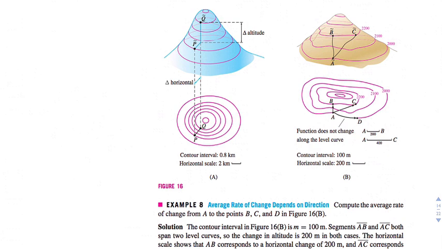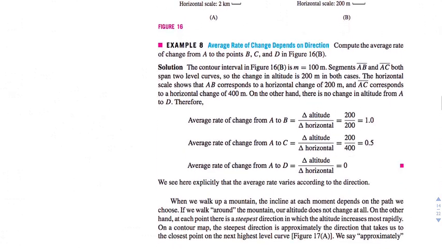When we say the change from P to Q, that's on the contour map, and that gives us the horizontal distance from P to Q. Then the change in altitude from P tilde to Q tilde gives us our rise. So it is still rise over run. Okay, let's look at this example 8.